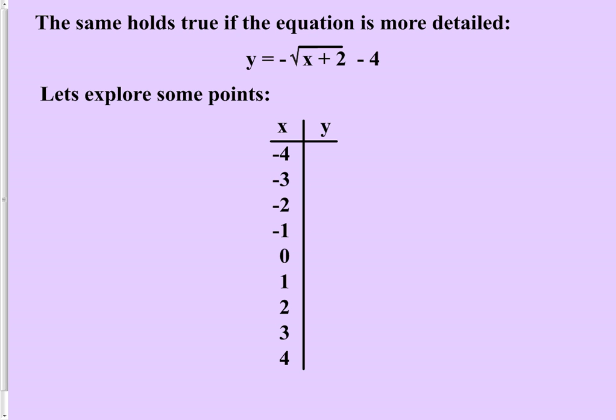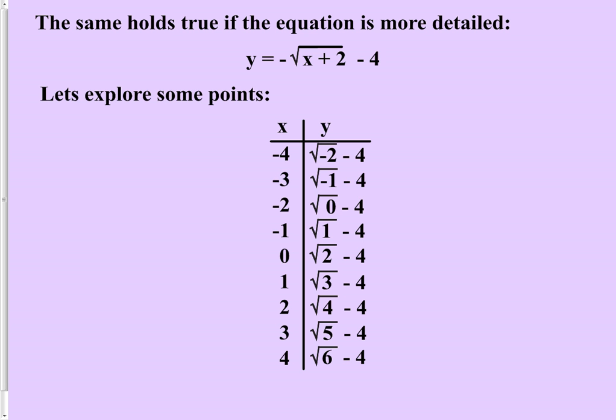So if we take these x values and plug them into the function one at a time, they're going to give us these values. When -4 goes underneath the radical, that's going to result in -2 underneath the radical, and then -4 is hanging on to the outside. When -3 goes in, that gives us -1 underneath the radical, -4, and so on.